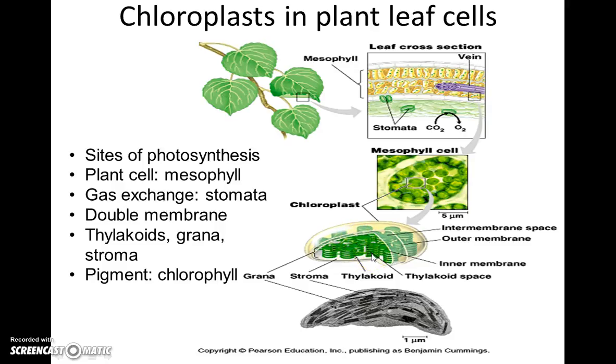And these thylakoids are where the light-dependent reactions of photosynthesis are going to happen. The stroma is where the light-independent reactions, the Calvin cycle, are going to happen. And then the pigment responsible for the absorption of the sunlight is going to be chlorophyll. This is where you get that green color of plants. And we'll talk about that in a minute when we talk about the light spectrum.